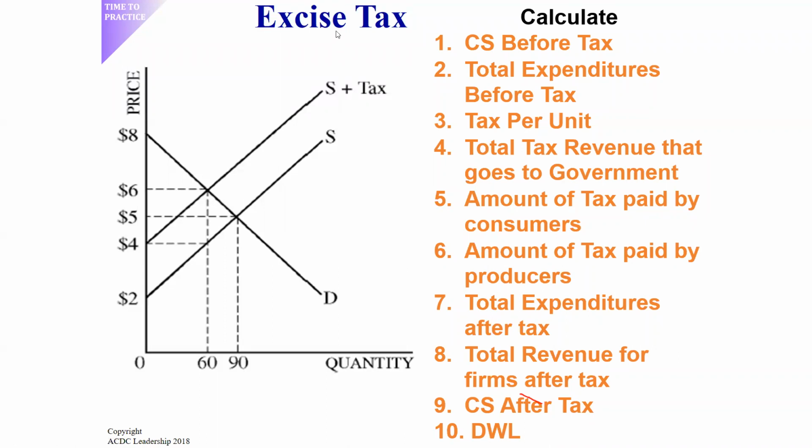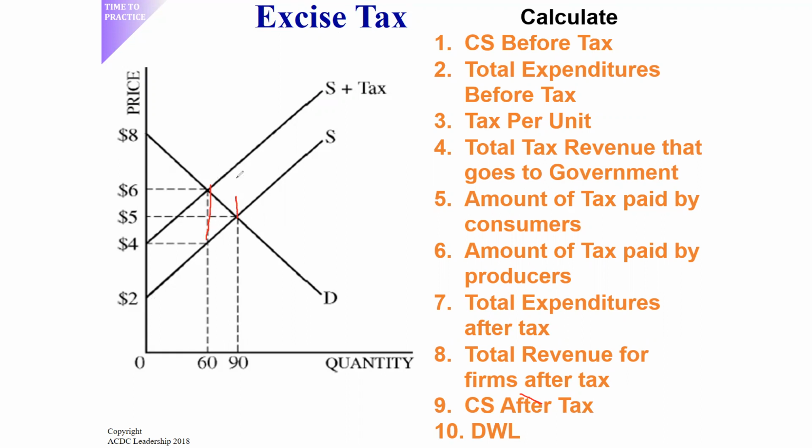Tax per unit. All right, this is a favorite of theirs. So you could go in between any two lines. So you see even the 4 and the 2, that would give you $2. I like to look for the new equilibrium and draw it down. 6 minus 4, that's $2.